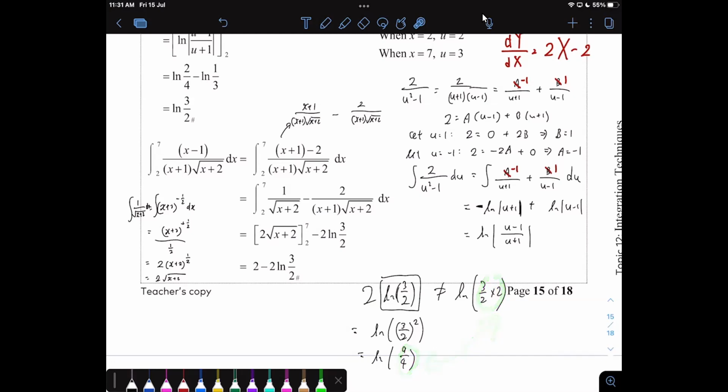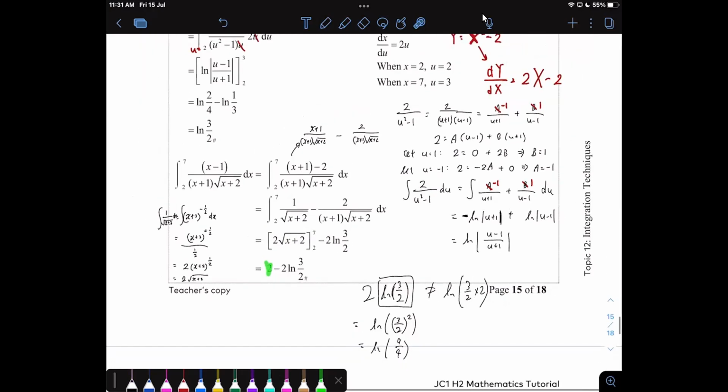Okay, good. So yeah, then now you can just sub in upper limit, sub in lower limit, then minus. You eventually simplify down to a 2. Okay, moving on. That was question 3.